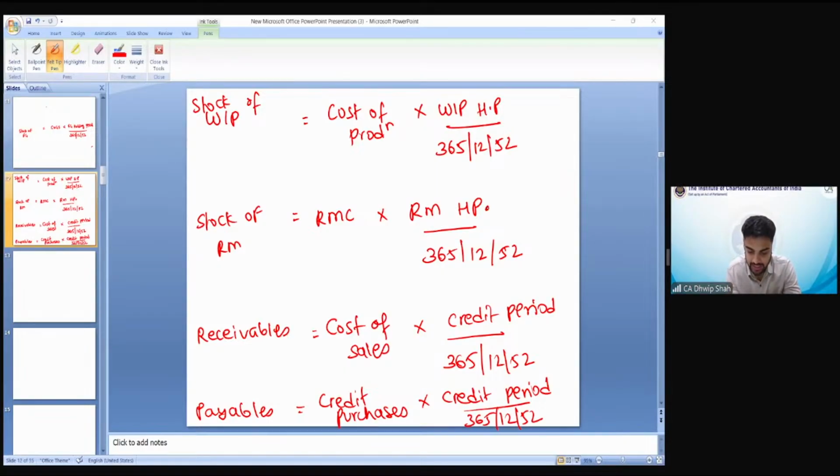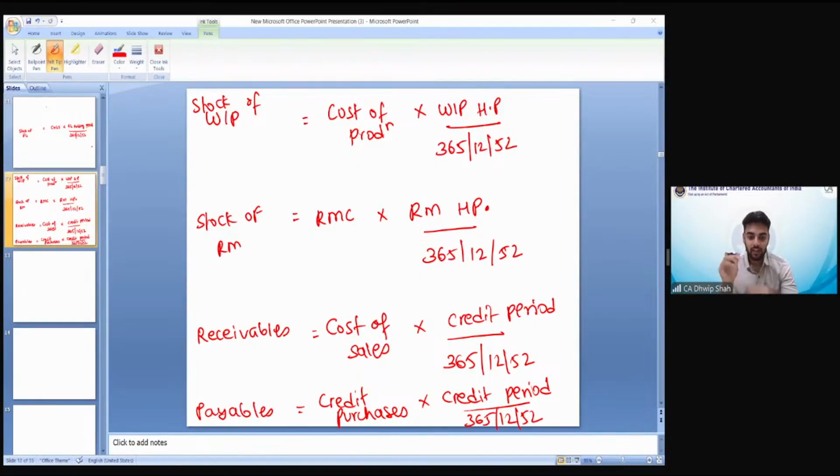Each unit is expected to be in process for 1 month. Process means WIP. Means my 1 unit will be in process for 1 month. Can I say this is WIP holding period? Means for how much time my units remain in process, in WIP. So this is WIP holding period. So if I enter a unit in the machine, it will take 1 month to get completed into finished goods.